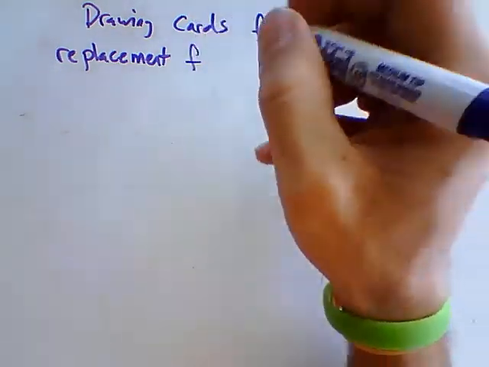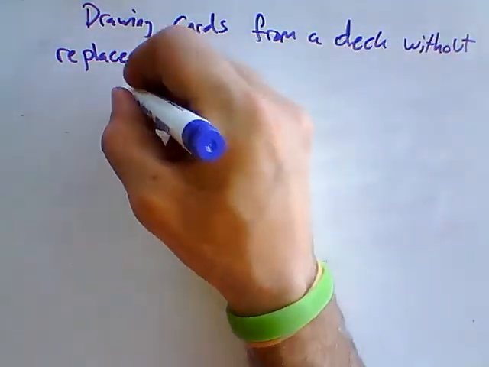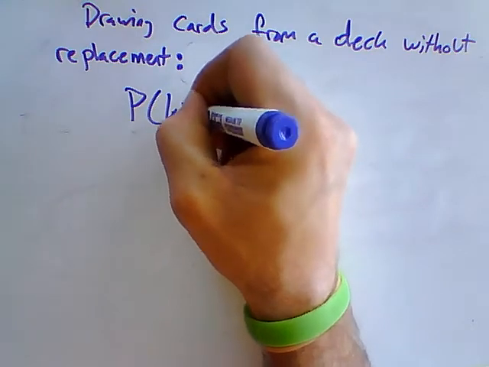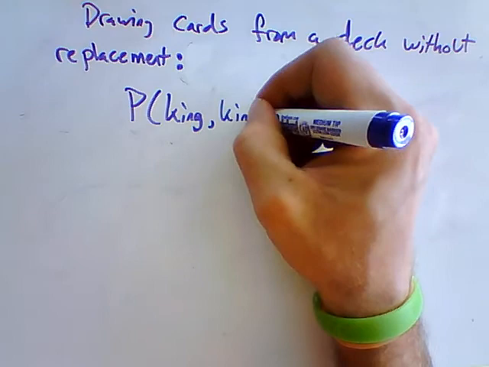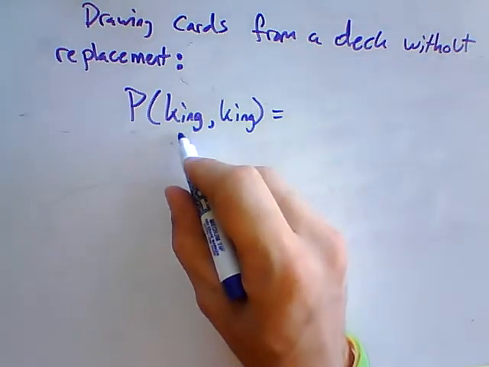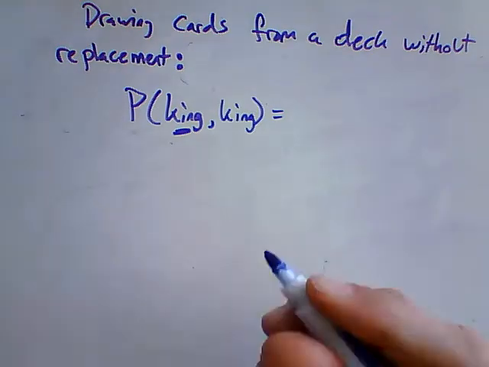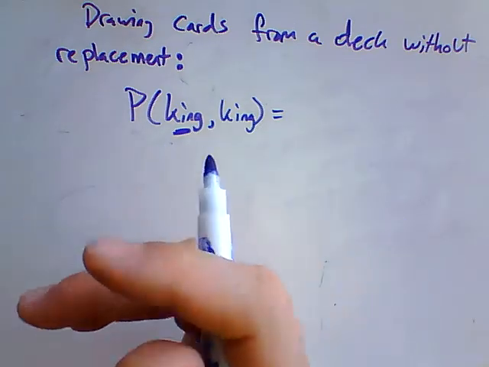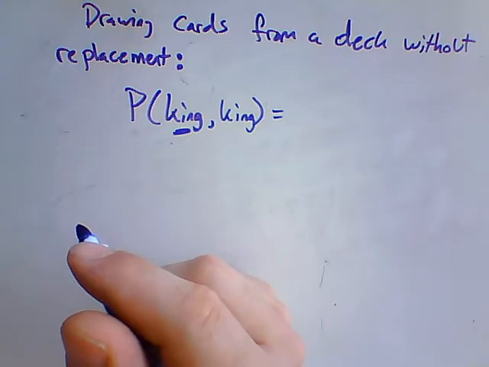From a deck, without replacement. All right, we need to find the probability of drawing a king, comma means and then another king. So first, we're going to find the probability of getting that first king. You have the whole deck of cards. Hopefully you haven't lost your little sheet of a deck of cards or your file from last week.